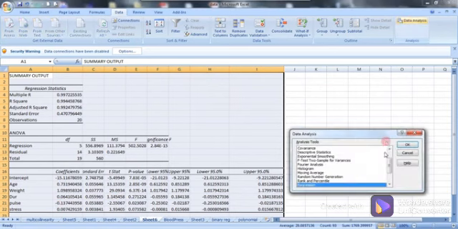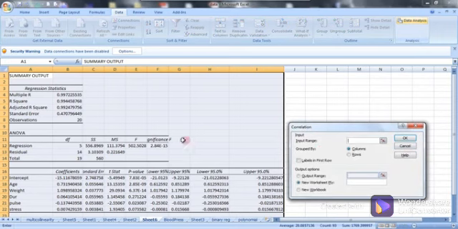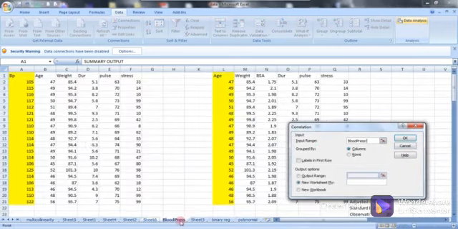Let's just quickly have our correlation matrix, and see the relationship between each independent variable and the dependent variable. So just the same way we did, you go to your data analysis, this will come up, you click on correlation, you click OK, then you input your data.